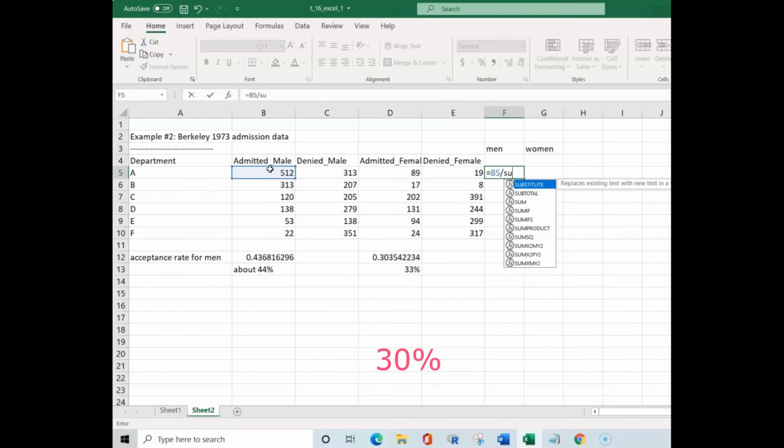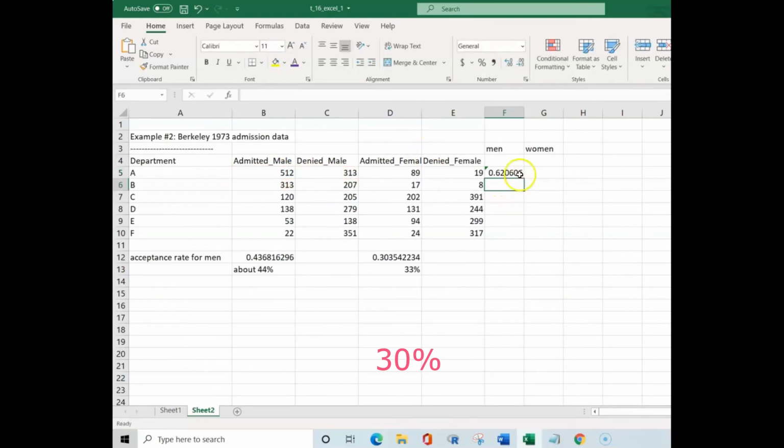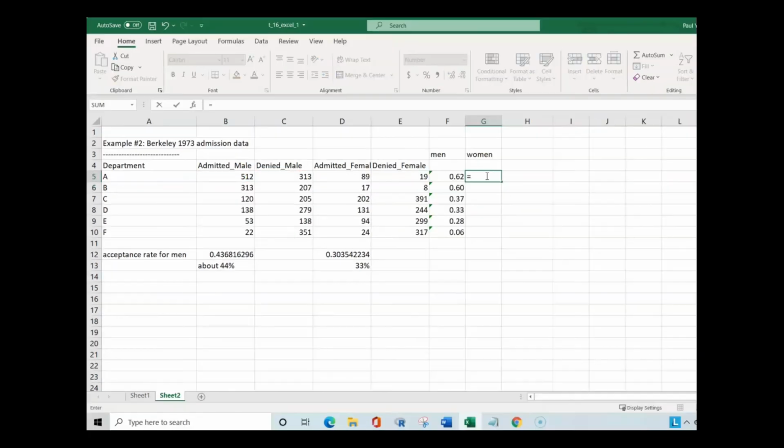So let's look at the individual department, for men and for women. For men it is accepted divided by applied. Applied is summation of two values. And so this is 62%. We copy and paste. So it's 60%.